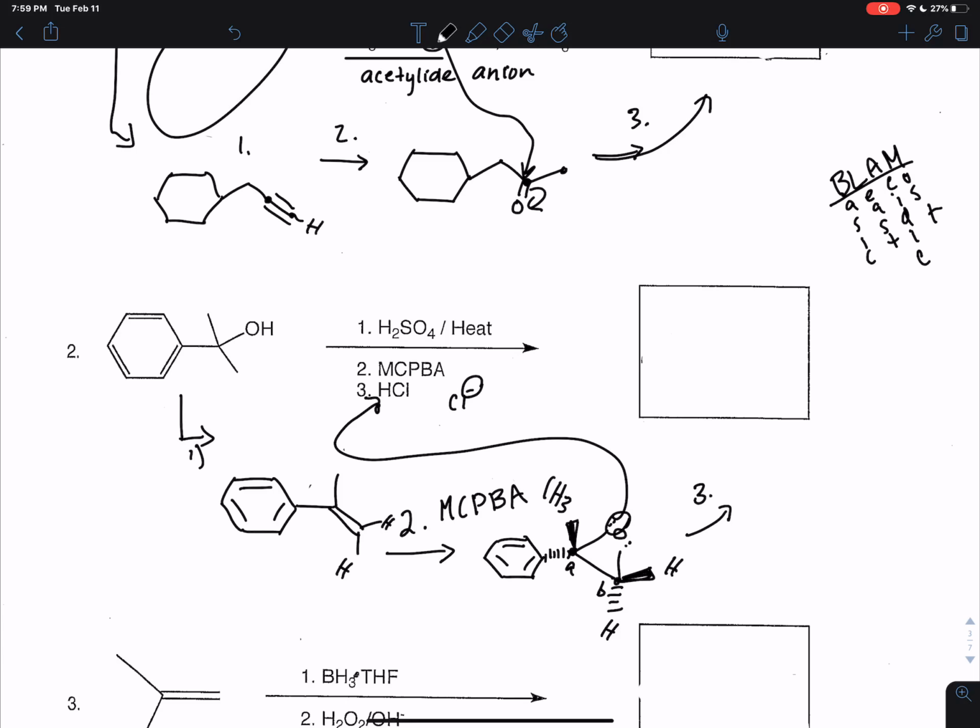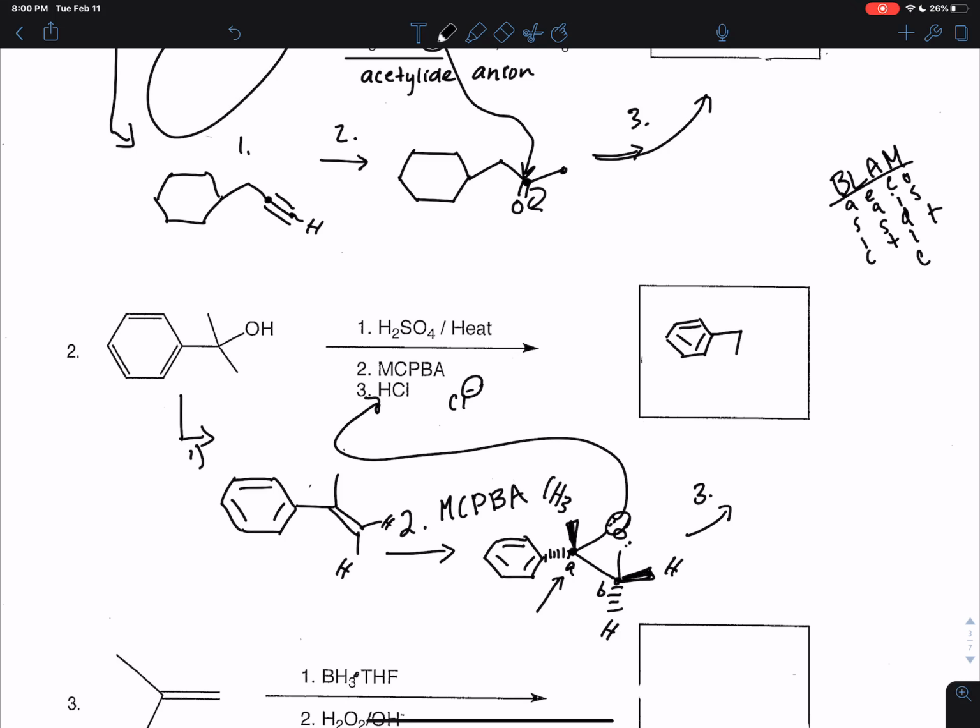Okay, for those that haven't heard it, B stands for basic. That means under basic conditions, the least substituted carbon involved in the epoxide is the one that gets attacked by the nucleophile. And under acidic conditions, the more substituted carbon involved in the epoxide gets attacked by the nucleophile. Okay? So we're going to show our Cl getting attached to that carbon. And when it does so, it breaks the bond to the oxygen and props it open, okay?